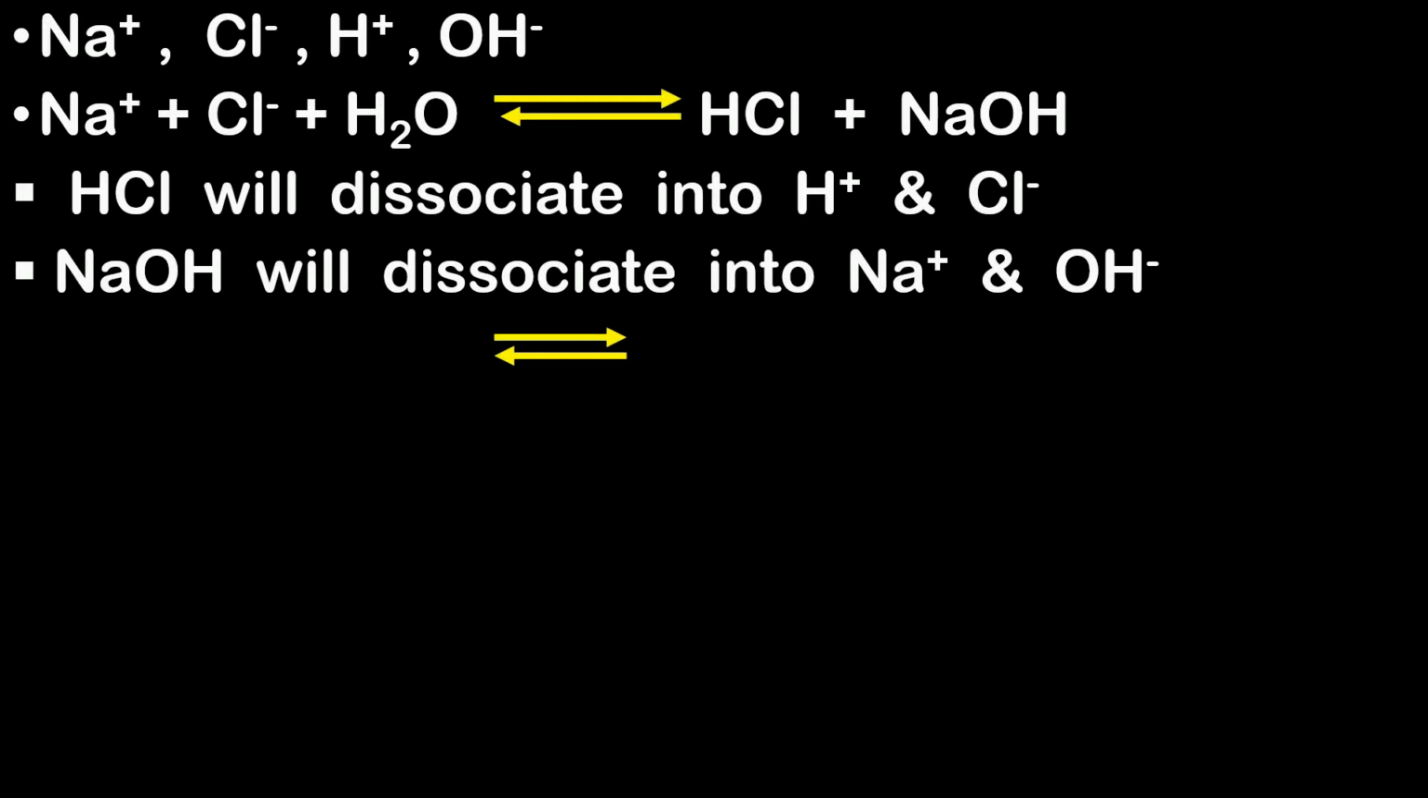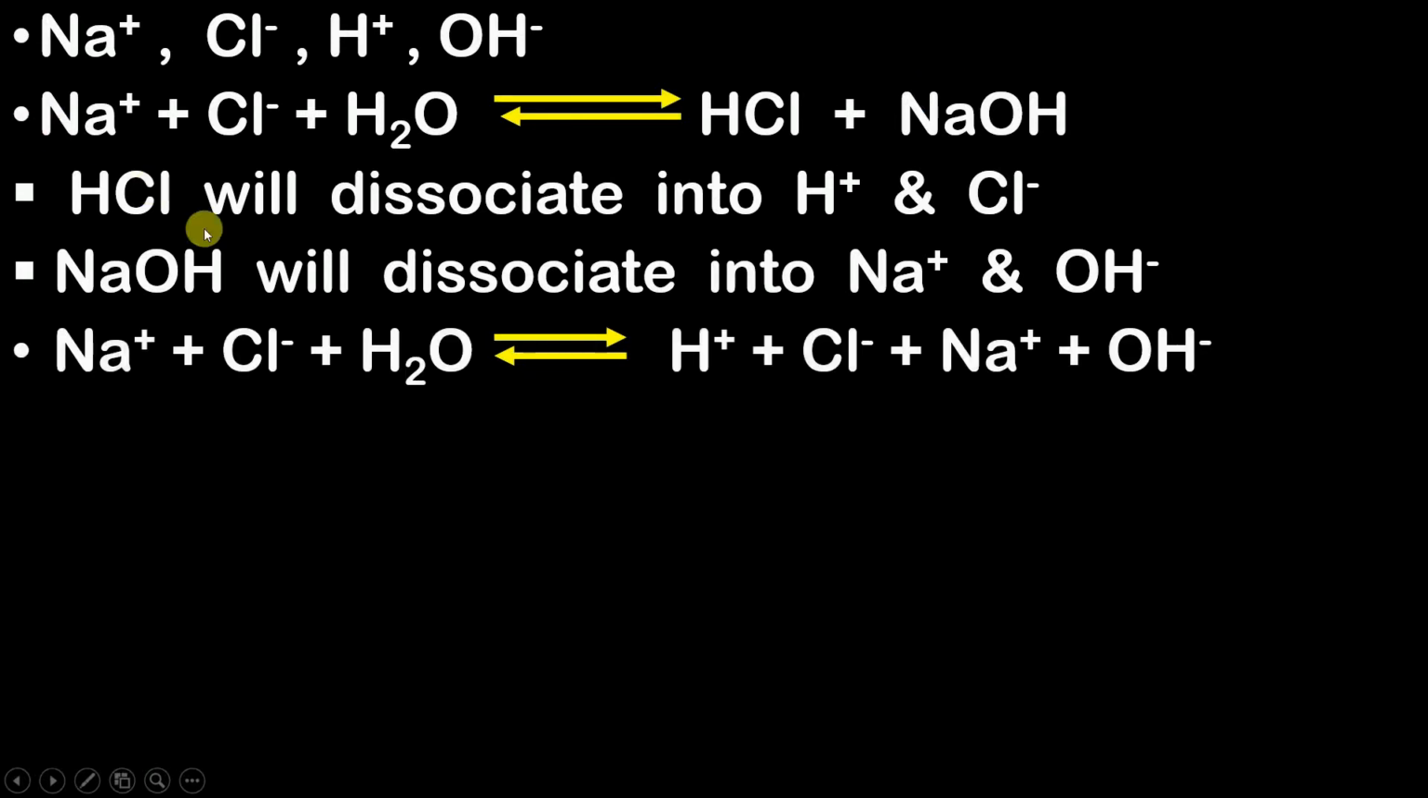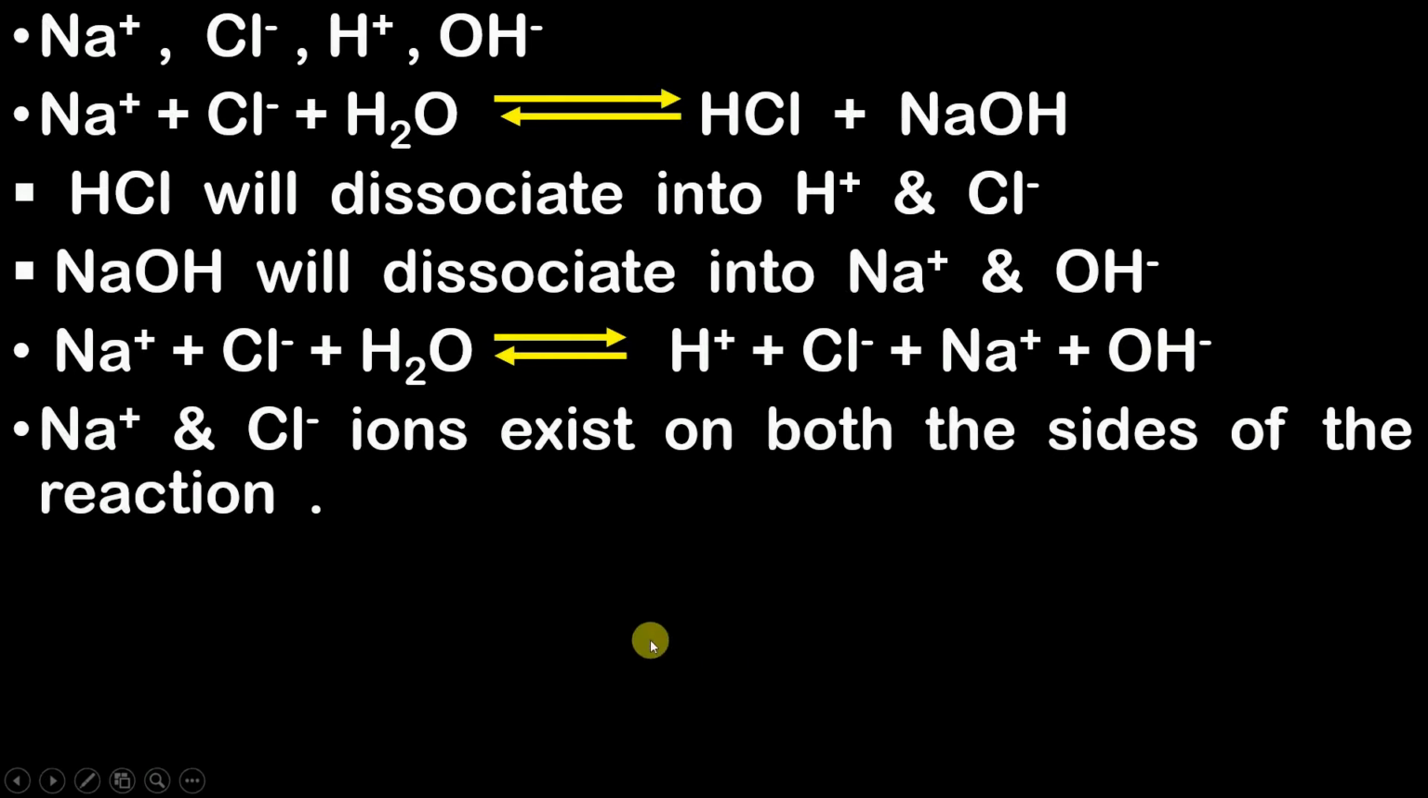So now can I say that the reaction becomes left hand side as it is, and this HCl gets dissociated into H plus and Cl minus, and this NaOH gets dissociated into Na plus and OH minus. Now what you observe over here is that Na plus and Cl minus ions exist on both the sides of the reactions. If you see over here, this Na plus and Cl minus is present on the left hand side as well as it is present on the right hand side.